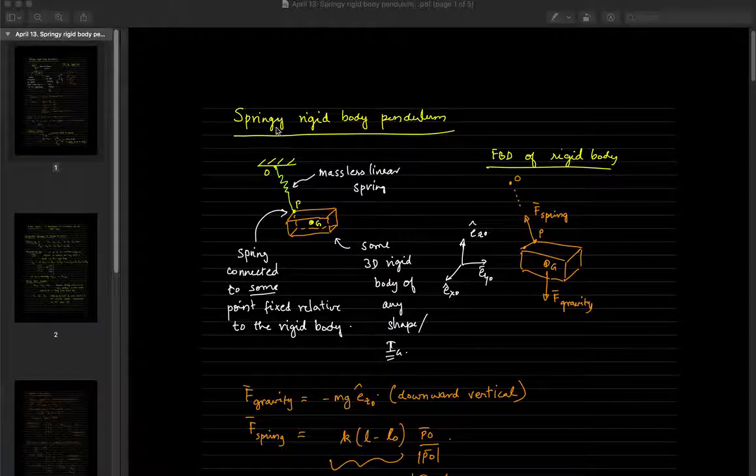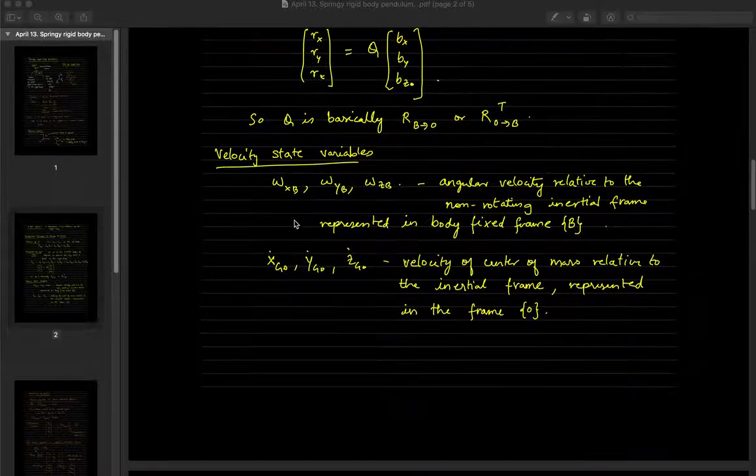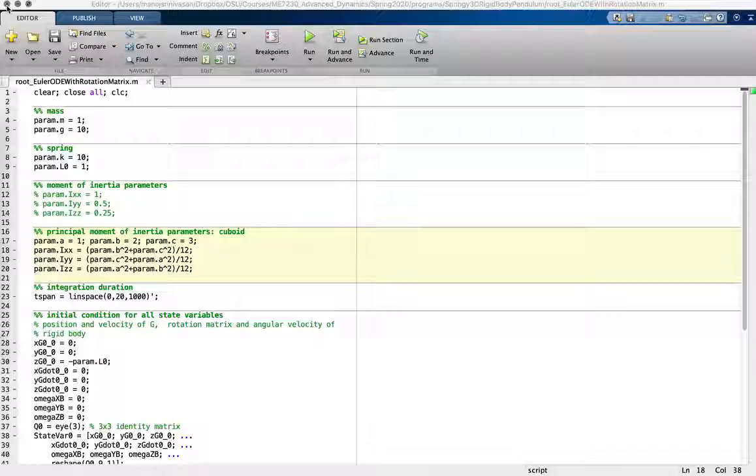So this is going to be a brief video on a MATLAB program to simulate this device, namely a springy rigid body pendulum, a single rigid body, one corner of which is connected to the ceiling by a linear spring. Okay, and we want to simulate this system. We've already looked at how to write the equations of motion, how to describe the system, and so on. So this is just going to be a brief run through of the MATLAB program.